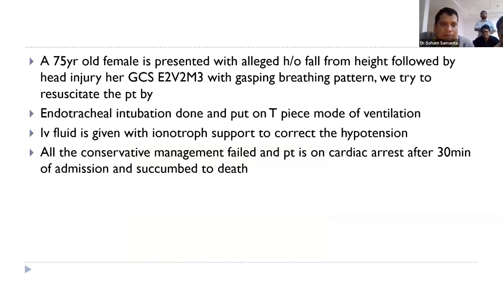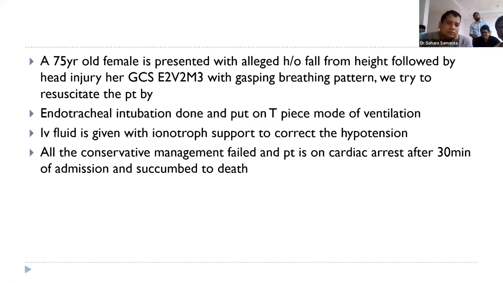A single mortality is there. A 75-year-old female is presented with a history of fall from height, followed by head injury. Her GCS on admission was E2, V2, and M3 with gasping breathing pattern. We tried to resuscitate the patient by endotracheal intubation in the ward and put on T-piece mode of ventilation as no CCU bed is available at that time. IV fluid is given with inotrope support to correct the hypotension. All the conservative management failed and patient had cardiac arrest after 30 minutes of admission and succumbed to death.